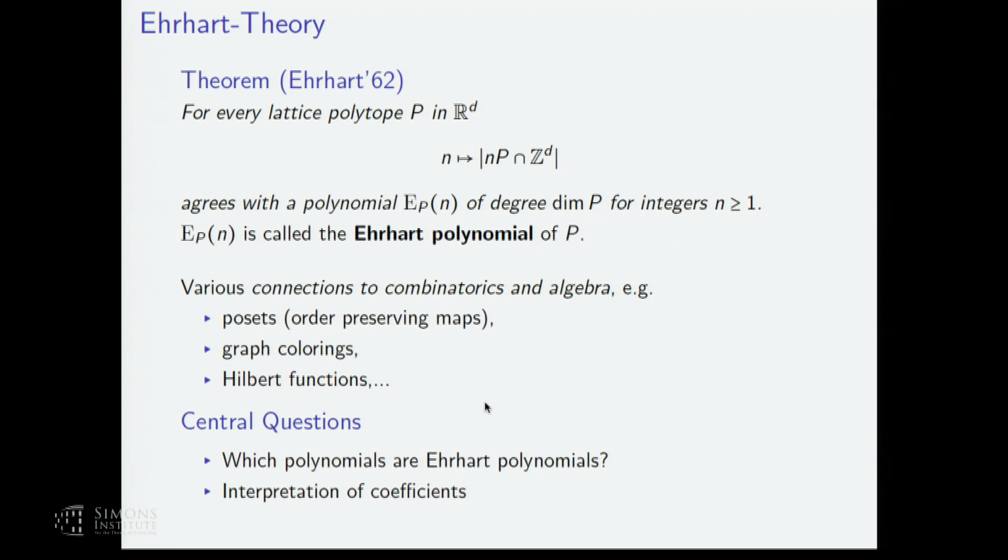But that's actually mostly what we know about these polynomials. One reason is that the interpretation of the coefficients is difficult, because in general these coefficients can be negative. And this already happens in dimension 3. In fact, one can show that every other coefficient apart from the leading, the second highest, and the constant can be negative. And that's kind of a problem for interpretation.